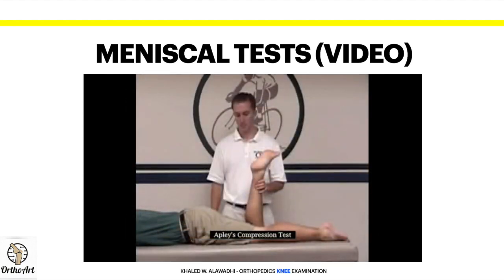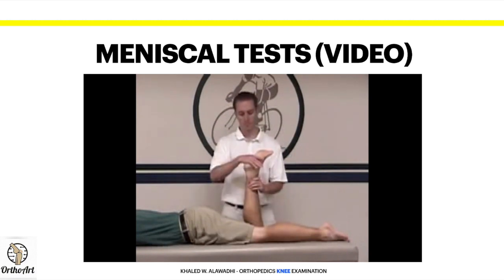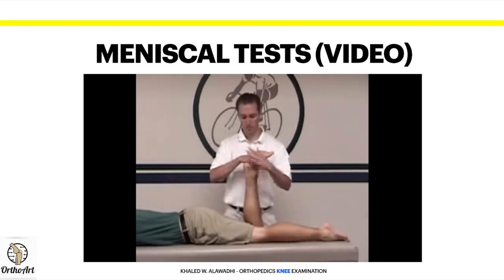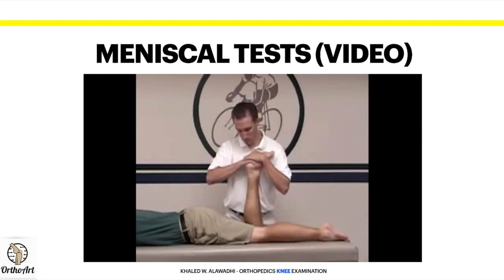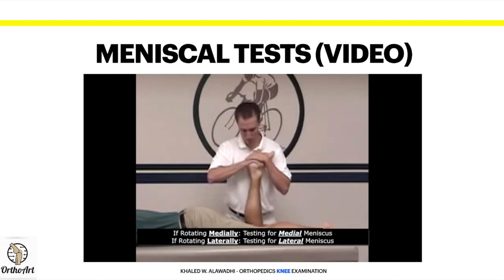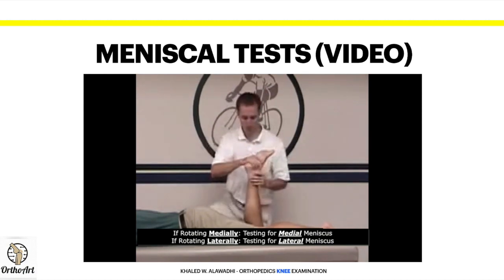To perform Apley's test, the patient lies prone with the involved knee flexed to 90 degrees. The examiner stands on the side of the examination table with both hands on the plantar aspect of the subject's foot and heel. The examiner medially and laterally rotates the tibia while applying an axial load through the tibia. The same medial and lateral rotation should then be repeated with a distraction force.